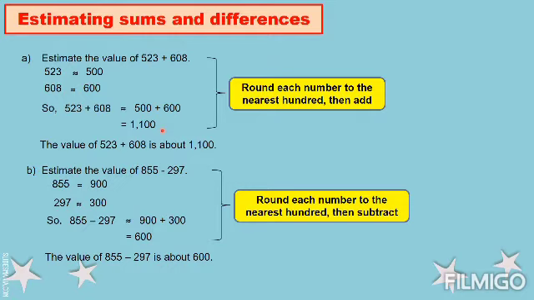So we have here letter B, estimate the value of 855 minus 297. A while ago, class, we added the 2 numbers. But this time, you will subtract. The same process, class, the same rules. Before you subtract, again, class, I have a typo error here. The typo error I will cover with my pointer. So class, here we have 855 becomes 900.